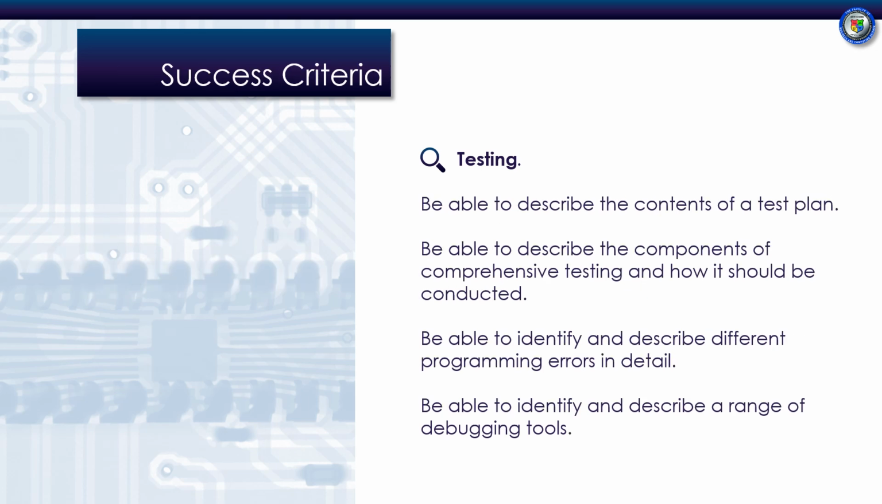As always, we have some success criteria for today's lesson. We'll be able to describe the contents of a test plan, be able to describe the components of comprehensive testing and how it should be conducted, be able to identify and describe different programming errors in detail, and we'll be able to identify and describe a range of debugging tools.